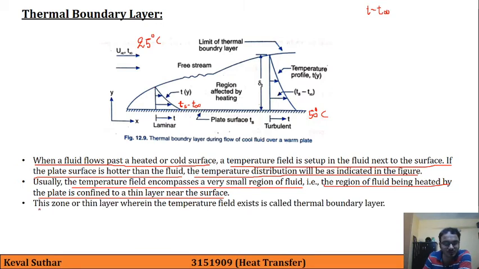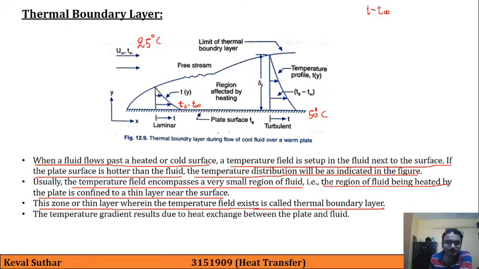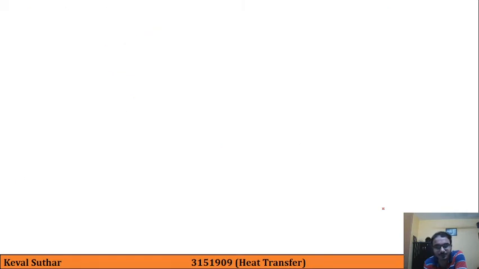This zone or thin layer wherein the temperature field or temperature gradient exists is known as the thermal boundary layer. The temperature gradient results due to the heat exchange between the plate and the fluid.